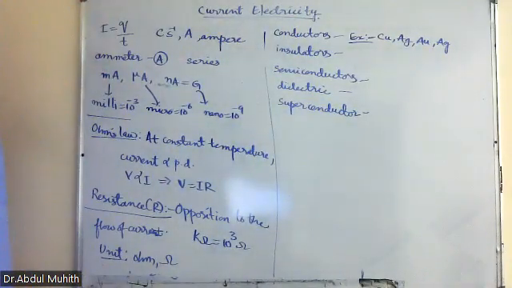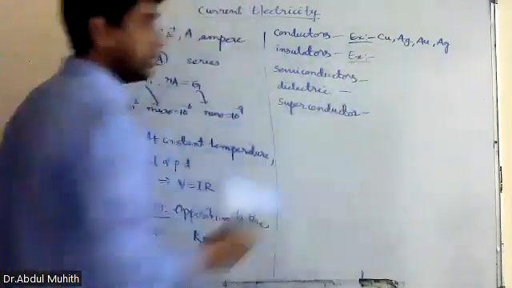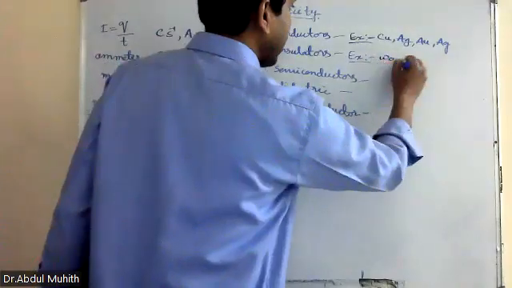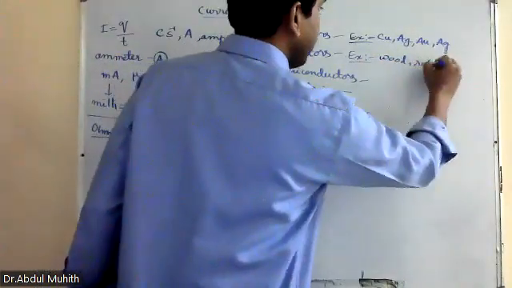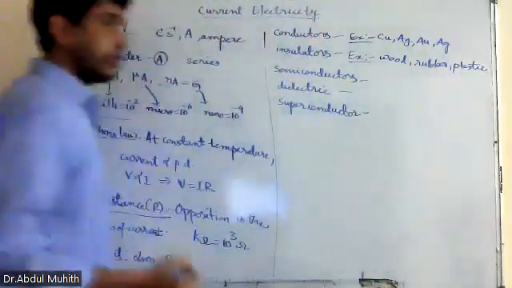What are insulators? Which do not allow the passage of current. What are the examples for this? Plastic, wood, glass, rubber. Very good. Wood, rubber, and plastic. And what is a semiconductor then? Sorry, semiconductor.